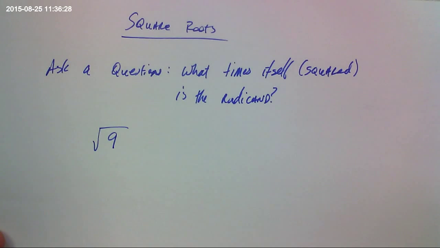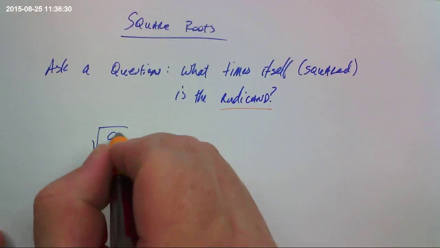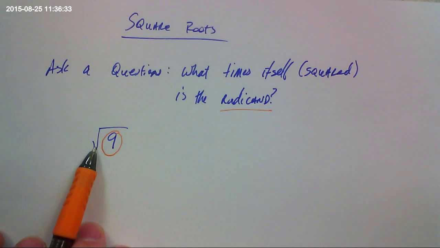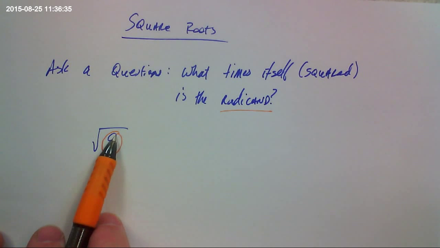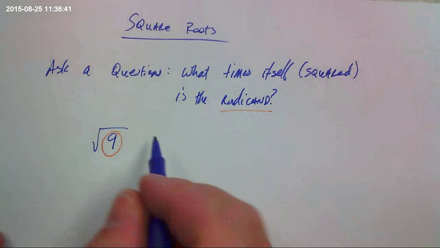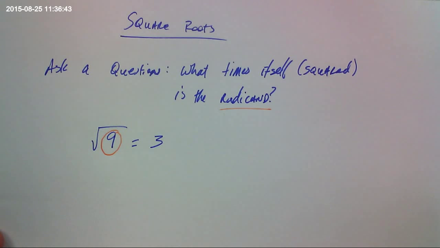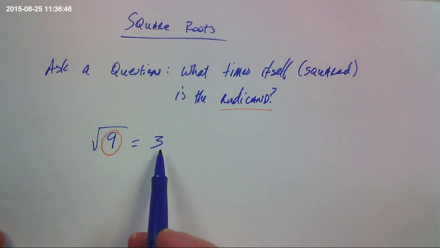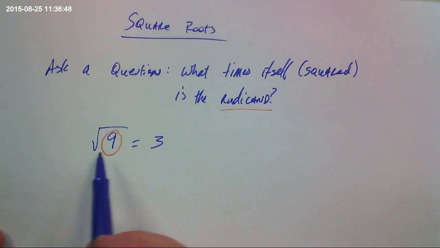So, for example, here, the radicand is 9. The way you read this, the way you say it, is the square root of 9, but what you have to think is, this is asking what number times itself is 9. Of course, that's 3. 3 times itself is 9. So the reason the square root of 9 is 3 is because 3 squared is 9.